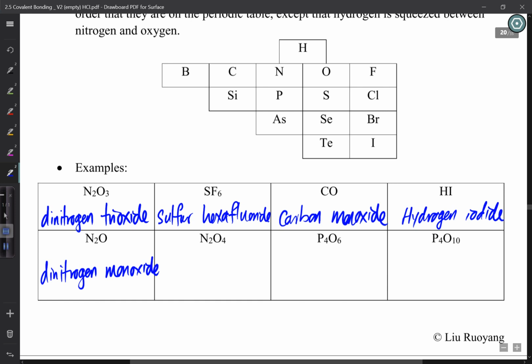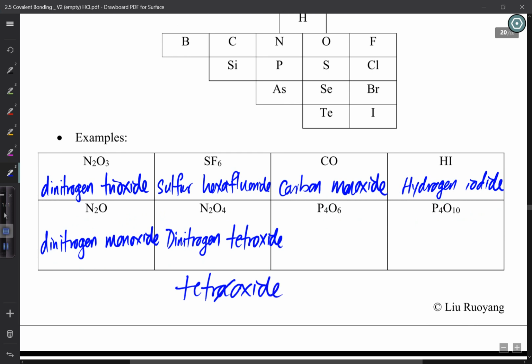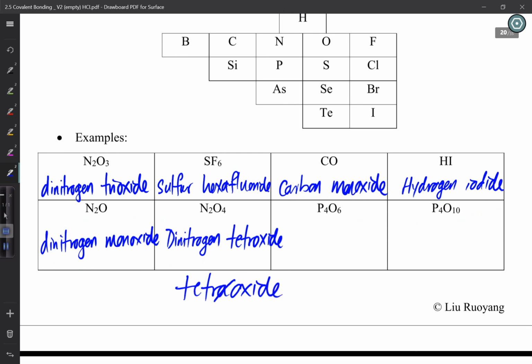How about this, N2O4? This will be dinitrogen tetroxide. Take note, tetroxide. This is something related to English. When you have A and O together, you remove the A. In other words, you don't say tetraoxide. You remove the A, so it becomes tetroxide. This is English, this is not chem.